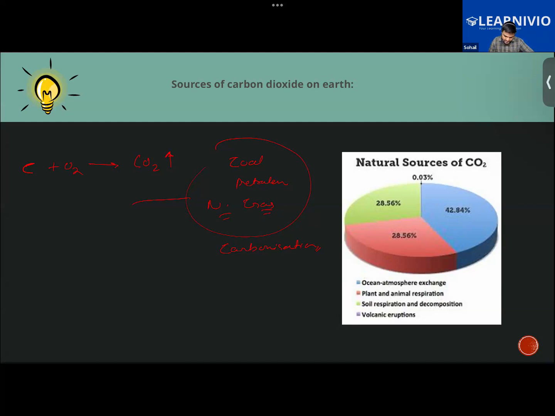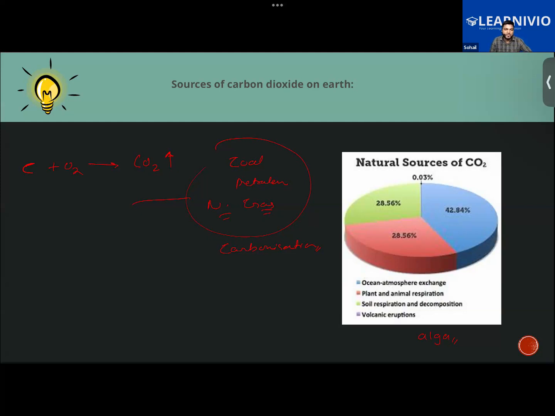Okay, now then we have some other sources of carbon dioxide. Interestingly, you guys know that oceans are the major contributors of carbon dioxide gas in the atmosphere. You know why? Why are they releasing lots of carbon dioxide? You know about algae? All of you know about algae, right? I think all of you know about this algae, right?